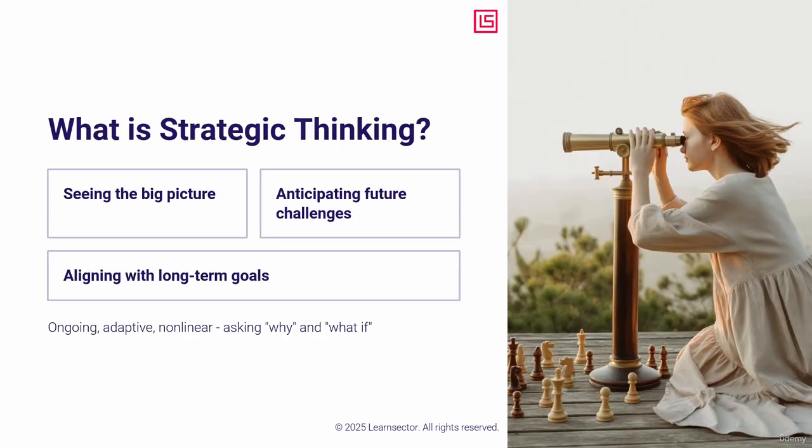We began by exploring what strategic thinking actually means. At its core, strategic thinking is the ability to see the big picture, anticipate future challenges, and make decisions that align with long-term goals. We contrasted this with strategic planning, which is more about execution. Strategic thinking is ongoing, adaptive, and often nonlinear. It's about asking why and what if, not just how.